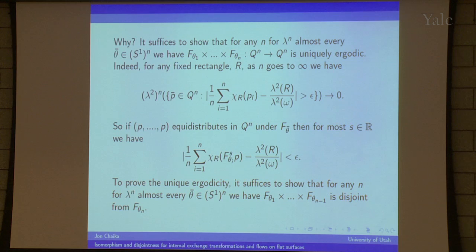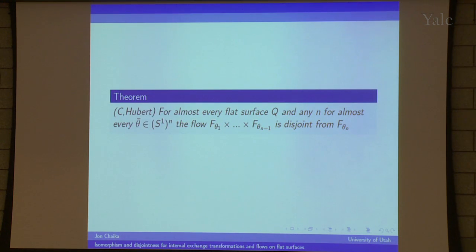And to prove unique ergodicity, it suffices to show, for any n, that it suffices to prove disjointness. And this is by an inductive argument. You get unique ergodicity of the product, and then you get disjointness of the next one from the previous one, so you get unique ergodicity of now the n-tuple of products. And each time you toss out a set of zero measure, but it's only a set of zero measure. And so what we really prove is that for almost every flat surface and any n, for almost every n-tuple of directions, the flow in the product of the first n minus 1 is disjoint from the last one. And that's what we prove.